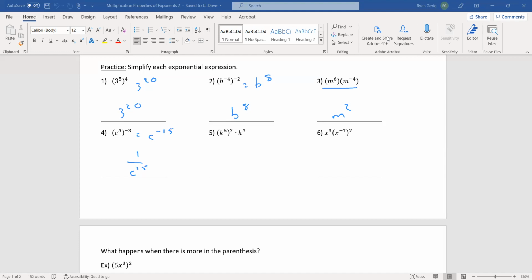All right, now we've got a couple things going on with number 5. Order of operations is what we want to do first. So this is exponents, and once we're done with that, we would do the multiplication. So what I need to do is the k to the 6th to the 2nd first, and that gives me k to the 12th. And then times k to the 5th, I'm going to be multiplying those 2 terms. The shortcut is 12 plus 5, k to the 17th.